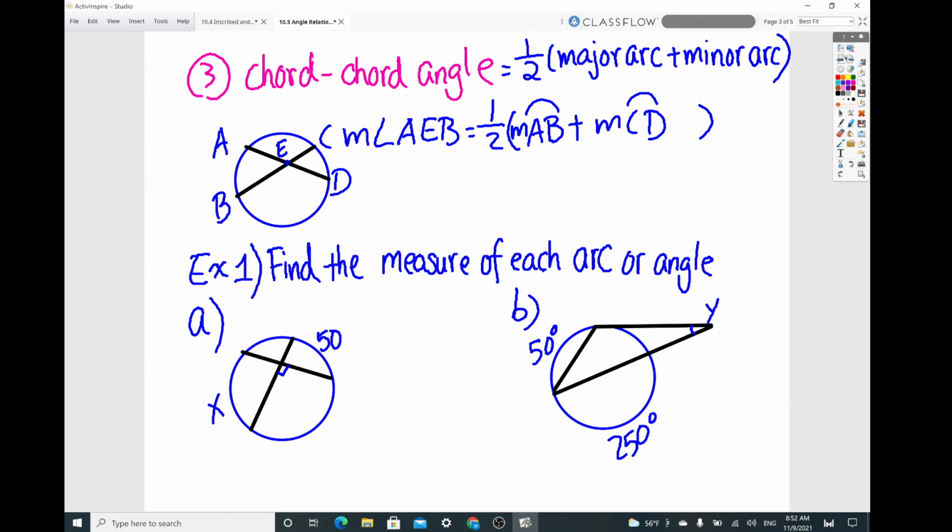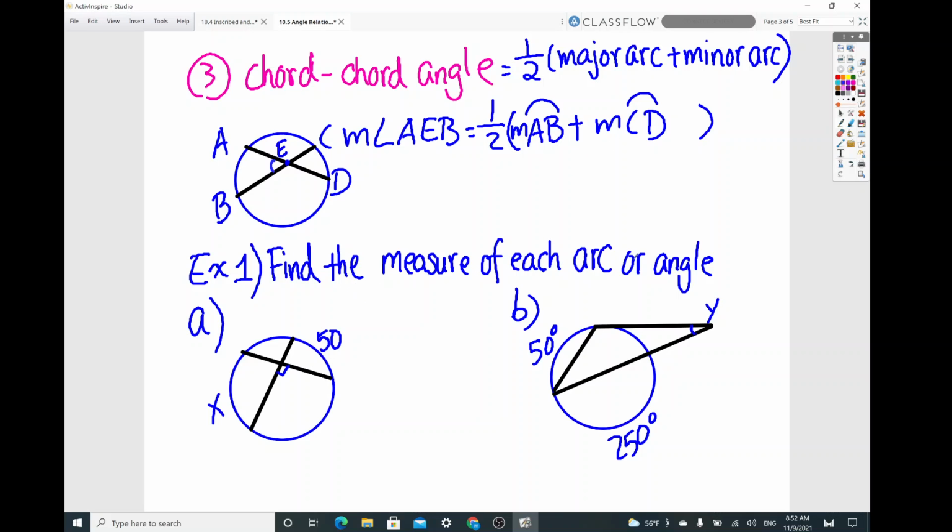Now using all those formulas, here's another one, the chord-chord angle. There's another name for that. It's called the internal angle. It's inside, being bounded with 2 chords. The way to find the measure of angle AEB is 1/2 times the quantity of the major arc plus the minor arc. The major arc for this one will be AB, and the minor arc is CD.